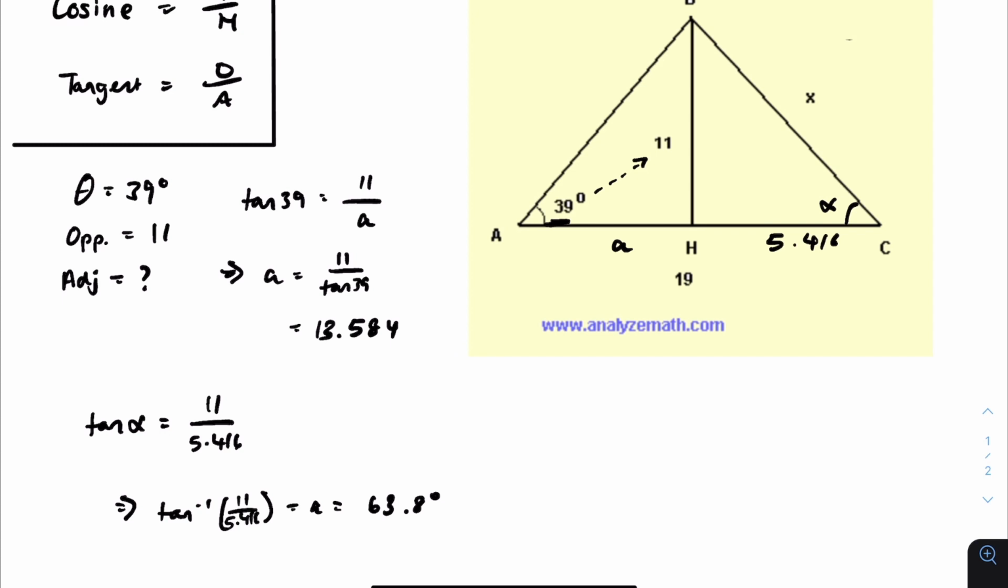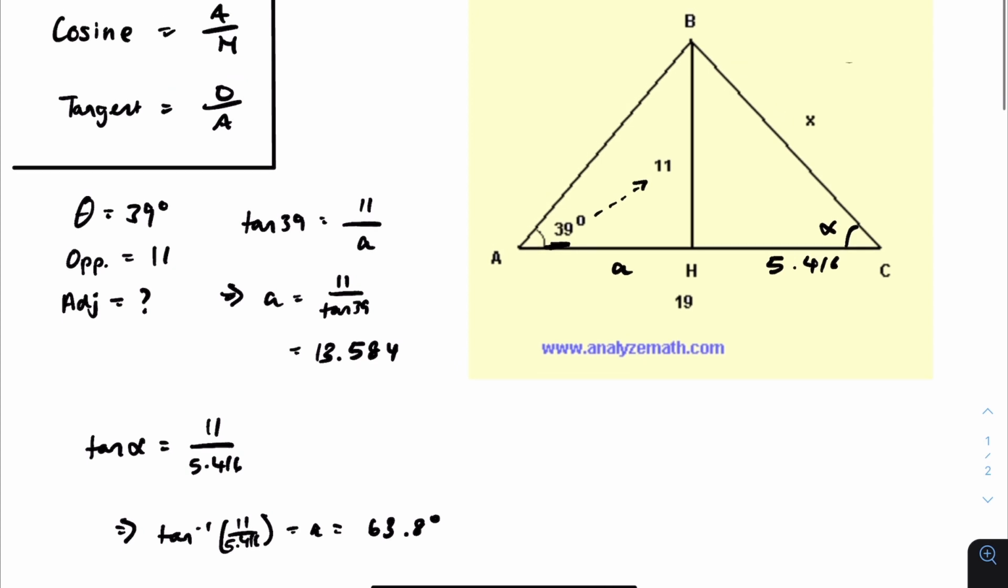Now we have all the information we need to solve for x. So since we have the opposite of alpha, which is 11, but we want to find the hypotenuse, you can use sine. So sine of alpha, which is 63.8, is equal to the opposite over the hypotenuse. So x, which is the hypotenuse, is equal to 11 over sine 63.8, which is equal to 12.26 cm.